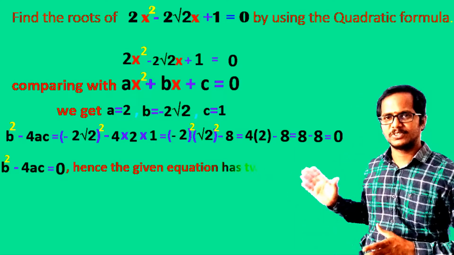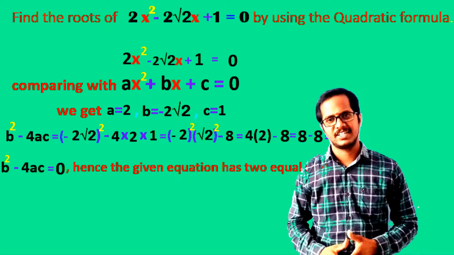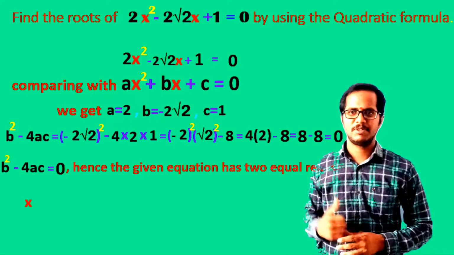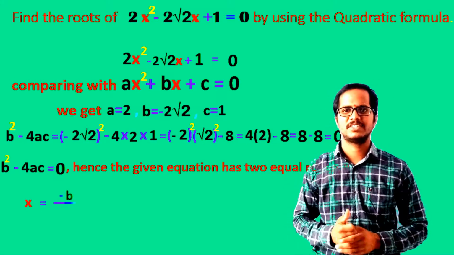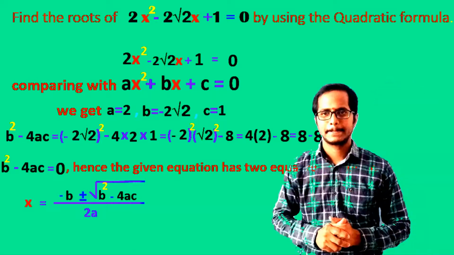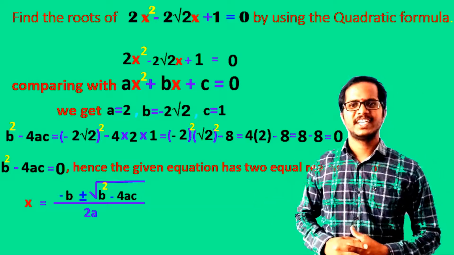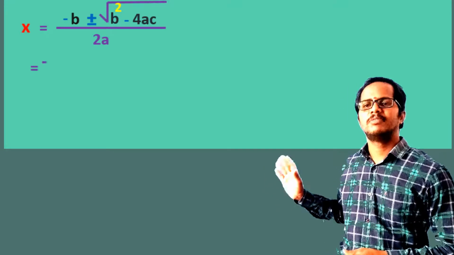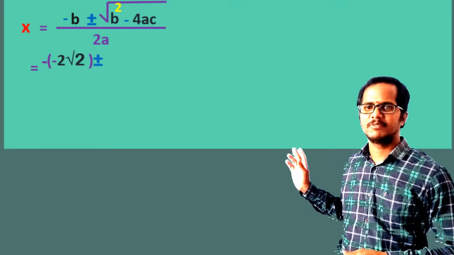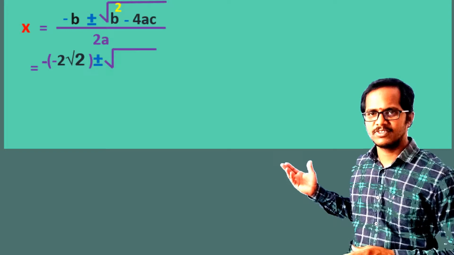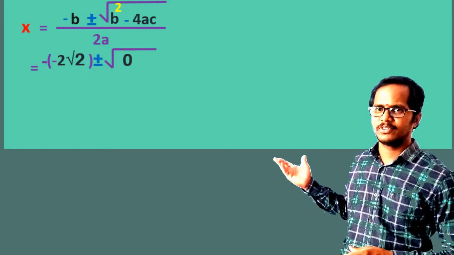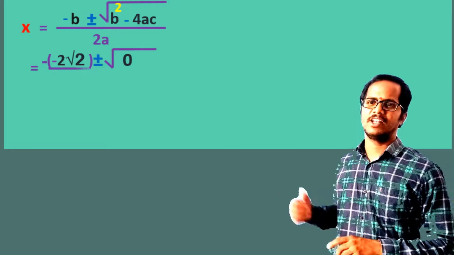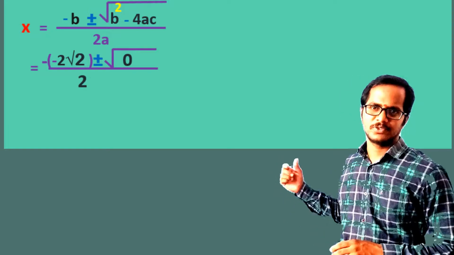So let us find out those solutions using the quadratic formula. So what is the quadratic formula? It is x equals minus b plus or minus under root b square minus 4ac by 2a. So if we substitute the corresponding values, we get minus of minus 2 root 2 plus or minus square root of, here b square minus 4ac value equals 0. So square root of 0, by 2 into a value, equals 2 into 2.